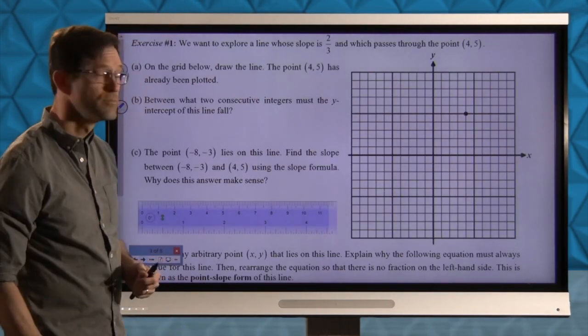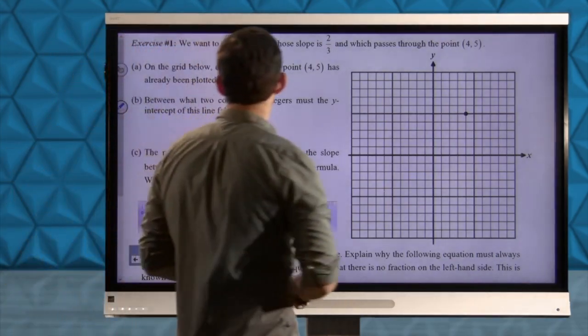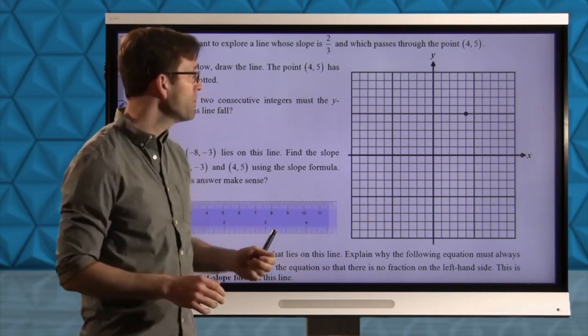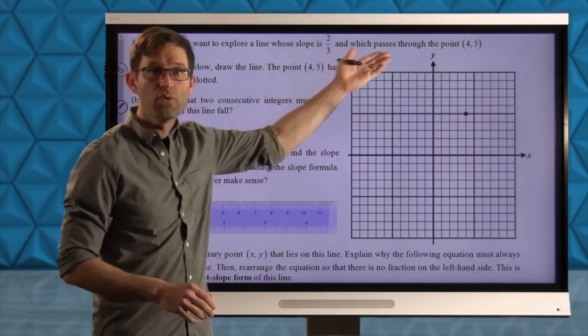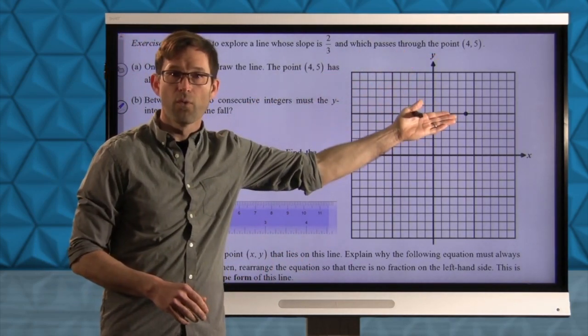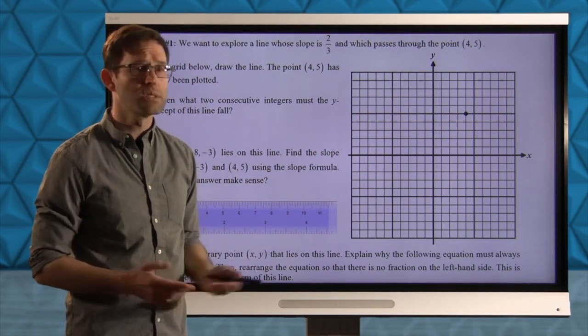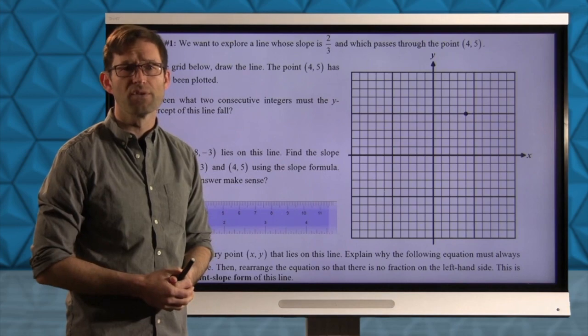All right, let's take a look. Exercise number 1, we want to explore a line whose slope is 2/3 and which passes through the point (4, 5). Letter A, on the grid below, draw the line. The point (4, 5) has already been plotted. Take a few moments, given that you know the slope is 2/3 and you know it passes through the point (4, 5), and go ahead and graph that line. Don't worry about what its equation is, just plot the points and connect them with a straight line.